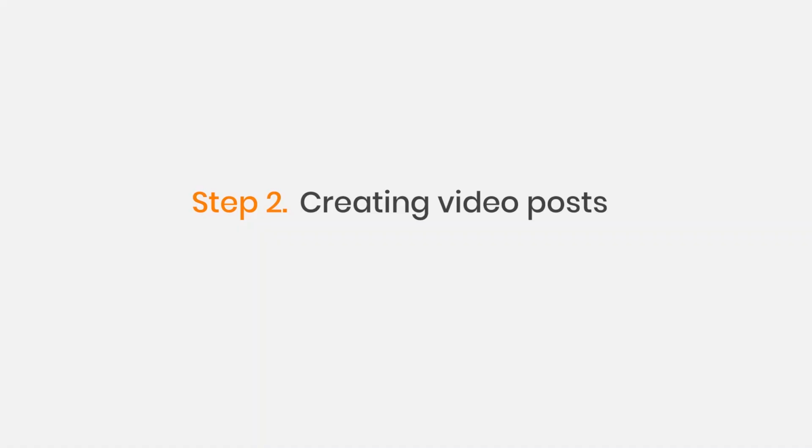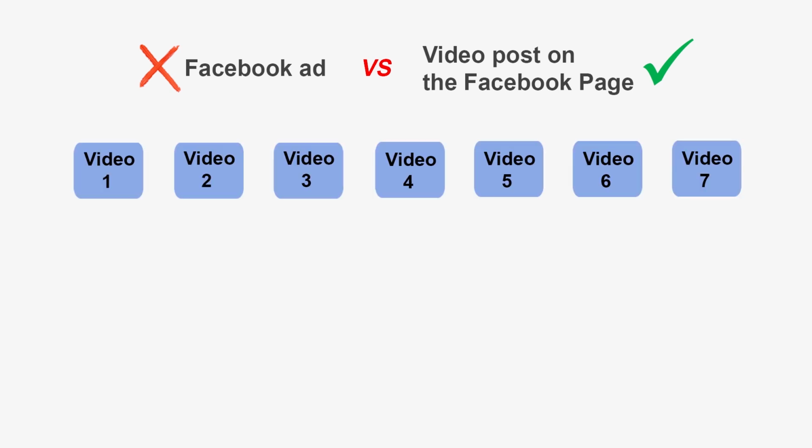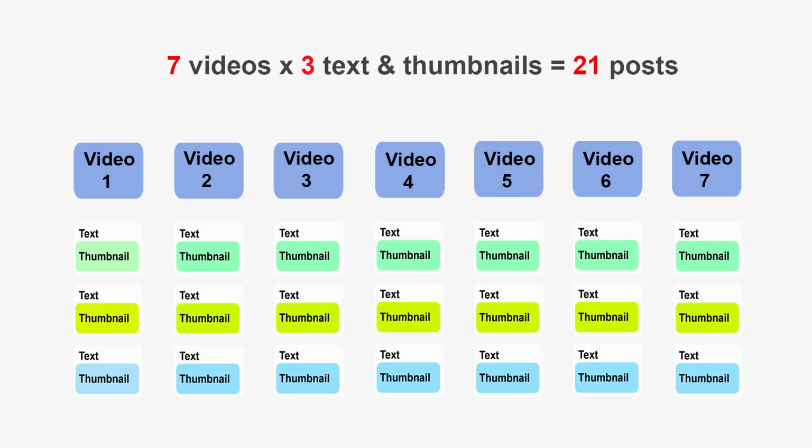Creating video posts. Instead of creating and launching standard Facebook ads, our team makes and publishes video posts on the store's Facebook page. We create 7 video variations as well as 3 text and thumbnail variations for each video. We end up with 21 variations in total. We need so many posts because at this moment we don't know which of them will attract more attention. After some testing, the team will remove most of them.